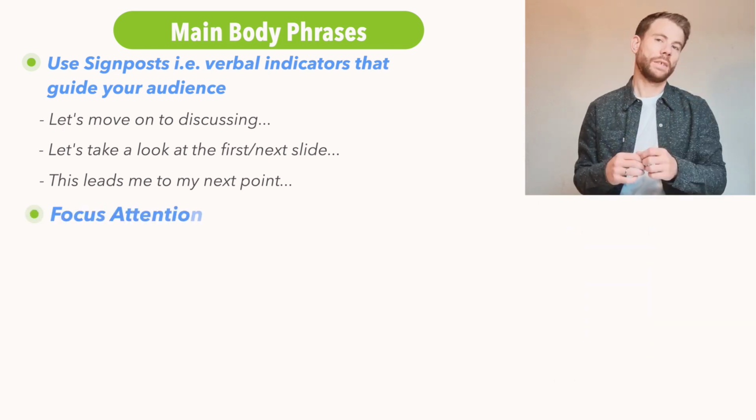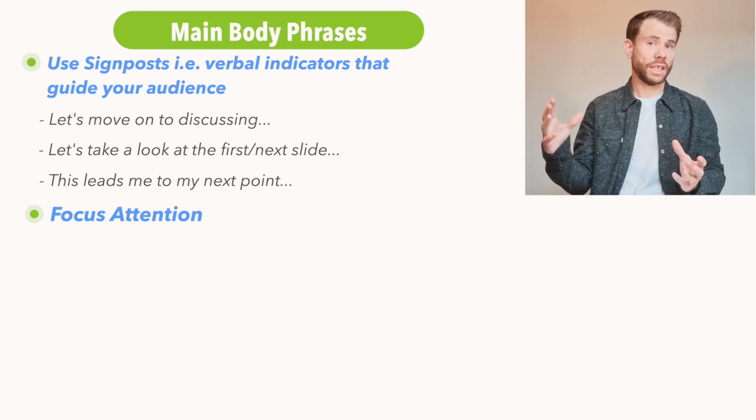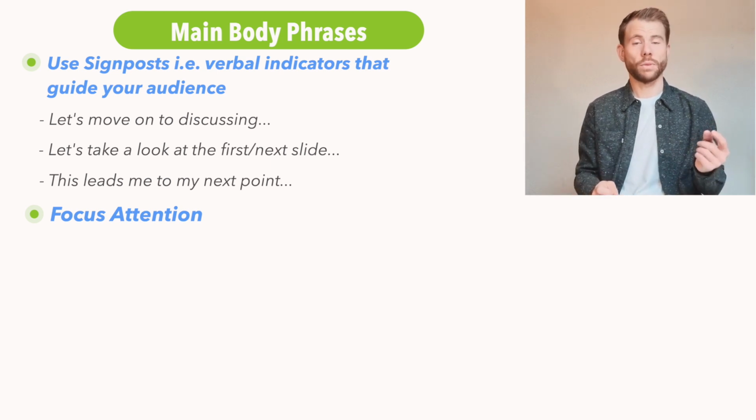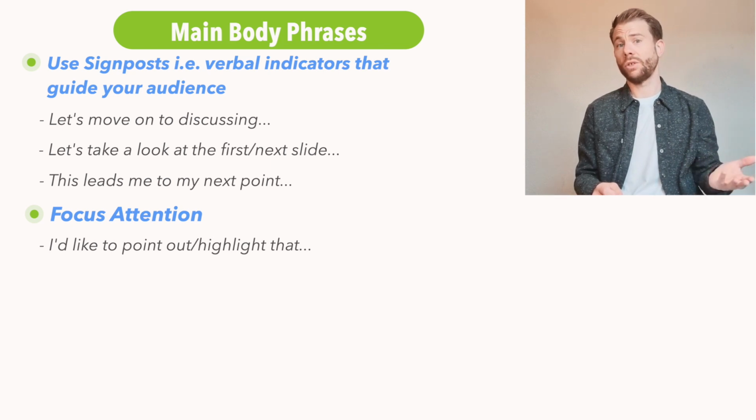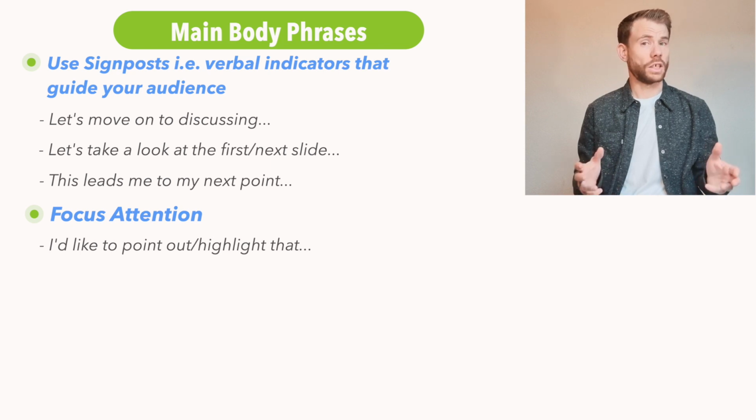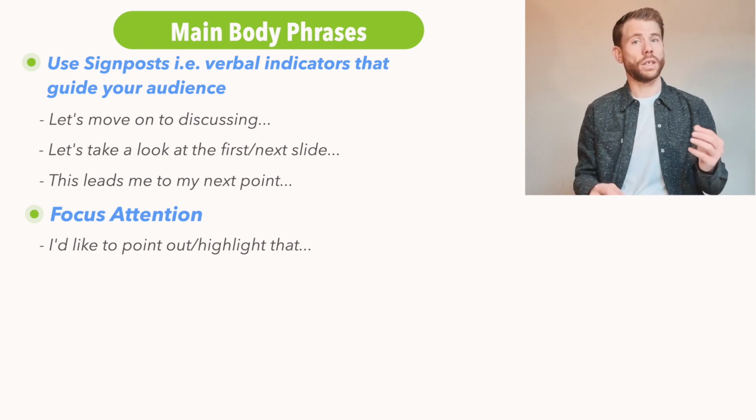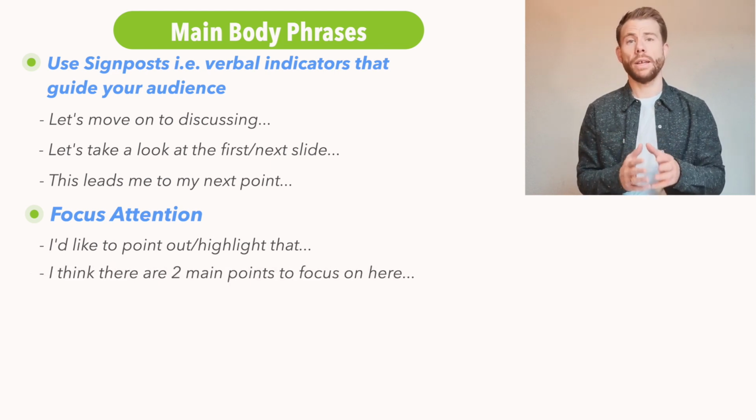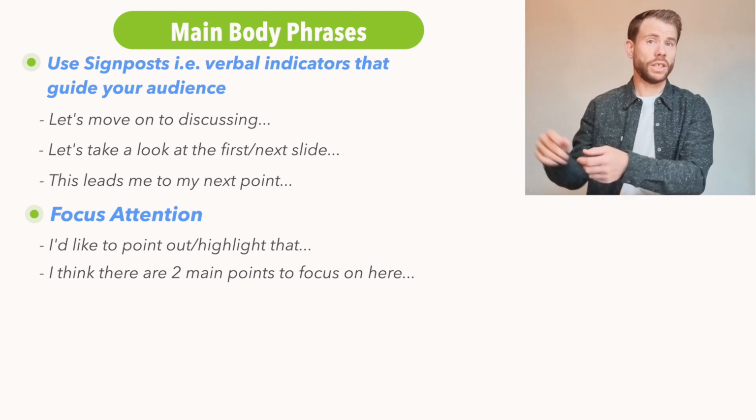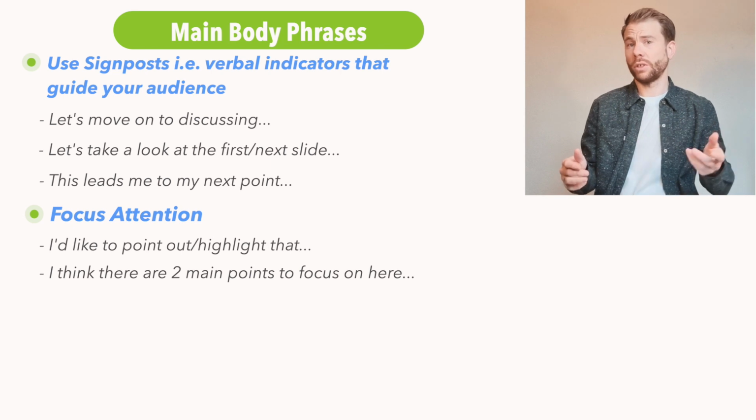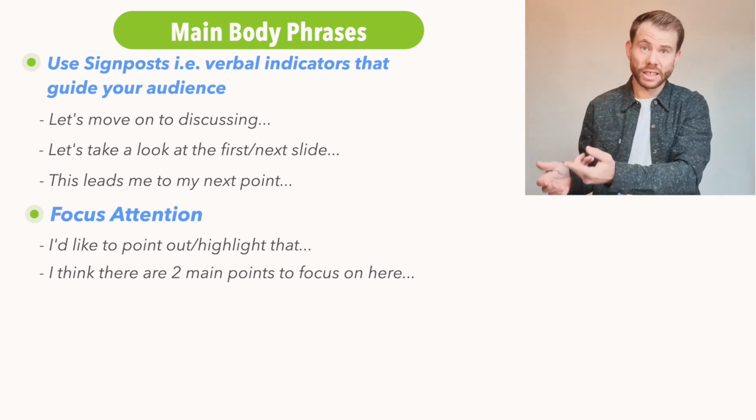Also, focus. If you have a lot of information on a slide and you want to highlight one specific point, you could use a phrase such as, I'd like to point out that. So to point out, it's similar to highlight. You could say highlight too, but point out is a nice phrasal verb if you want to draw people's attention to some specific information. Or, I think there are two main points to focus on here. So again, you have your slide with lots of information. I think there are two main points to focus on here, this data and this data.